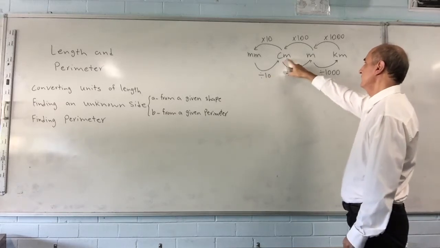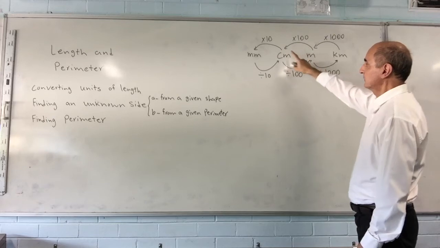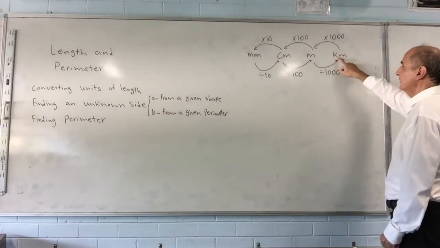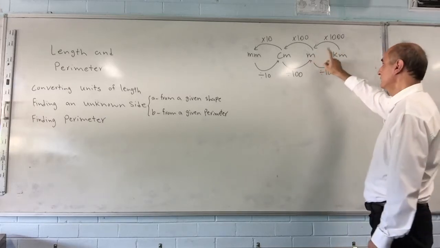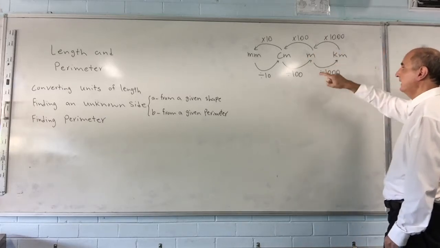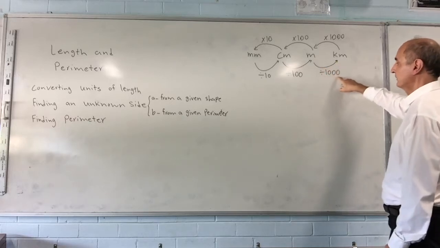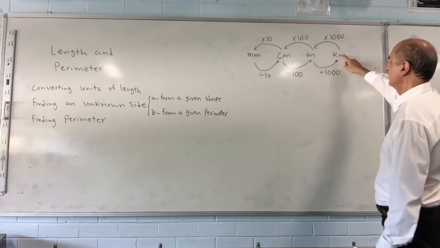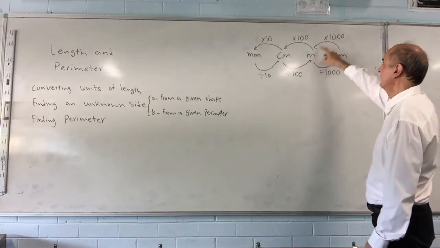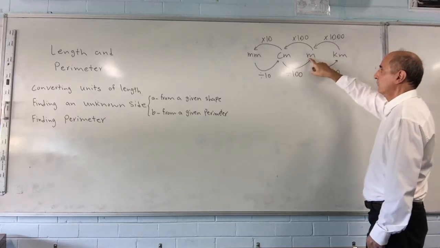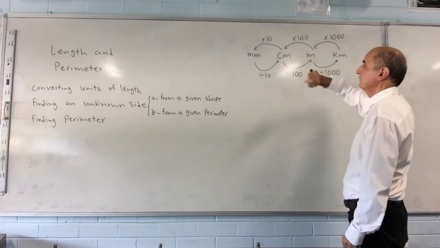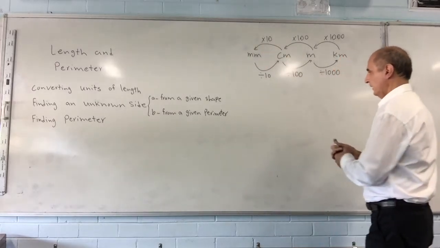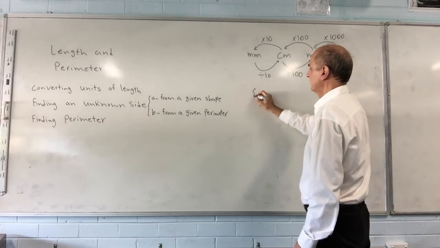If you're going from centimeter to meter, because each meter has got 100 centimeters in it, you divide by 100. Each kilometer has got 1,000 meters in it, so you divide by 1,000. And if you're going backwards, you use the same numbers, but you multiply. So if you're going from kilometer to meter, you multiply by 1,000. If you go from meter to centimeter, multiply by 100, and from centimeter to millimeter, multiply by 10. Let's look at a couple of examples.